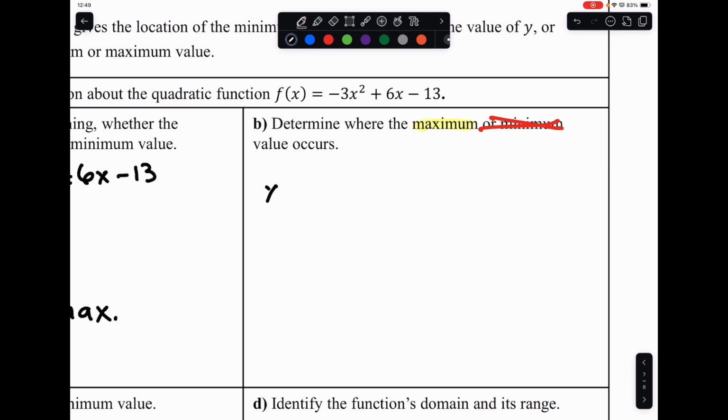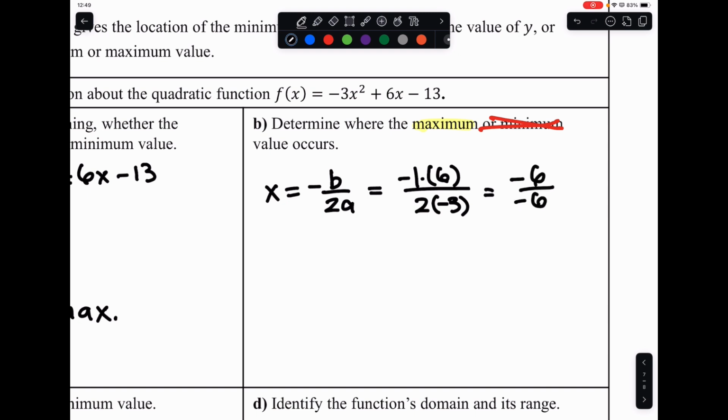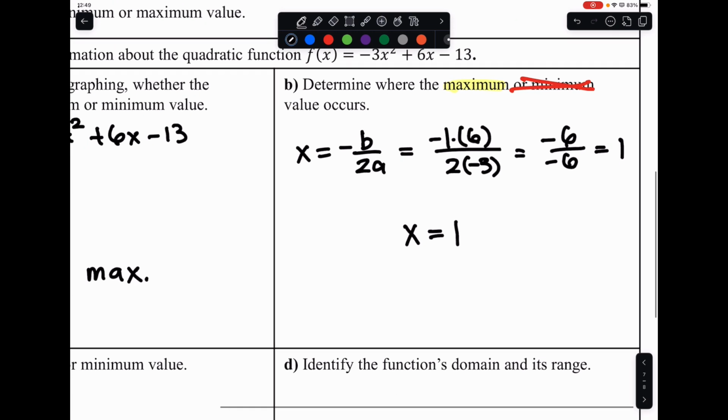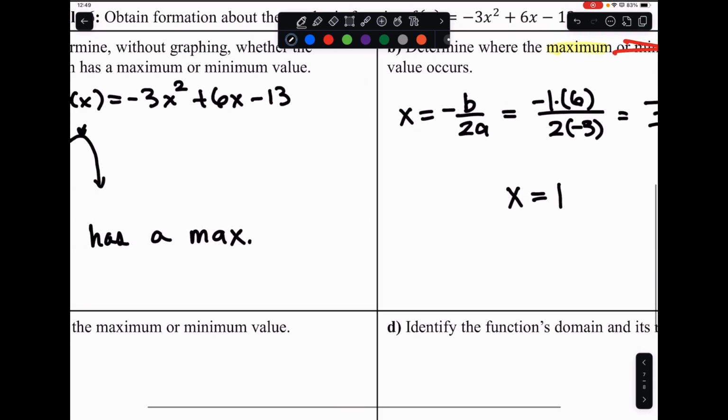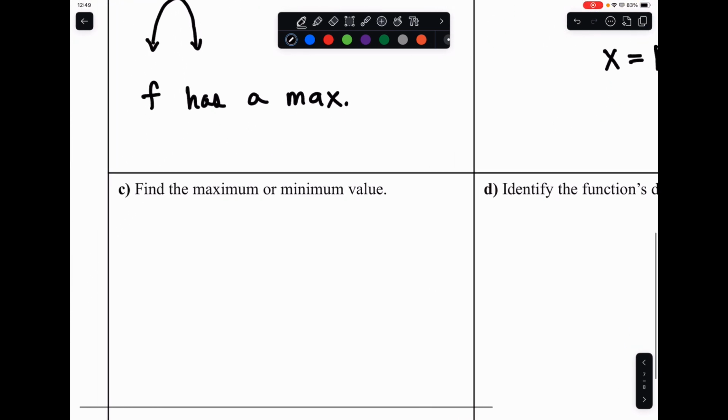Figure out the h value by using negative b divided by 2a. So negative 1 times our b value, which in this case is 6, divided by 2 times our a value, which is negative 3. That's going to give us a total of negative 6 divided by negative 6, which is positive 1. So this is where the axis of symmetry is located, and this is where the maximum is going to occur. Now, to identify what the value of the maximum is, we're going to plug that number into the function.